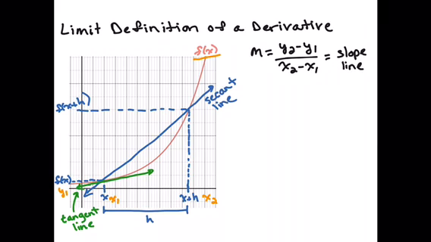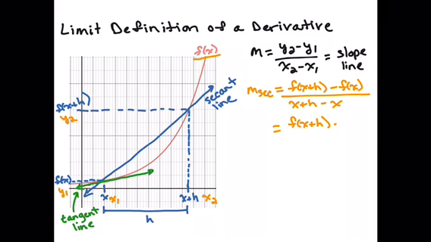Then my y1 would be the function evaluated at x, and my y2 would be the function evaluated at x plus h. So the slope of the secant line would be f of x plus h minus f of x over x plus h minus x, which is f of x plus h minus f of x over h. Now, if I wanted to figure out the slope of the tangent line to the curve, I don't have 2 points to plug into the formula.